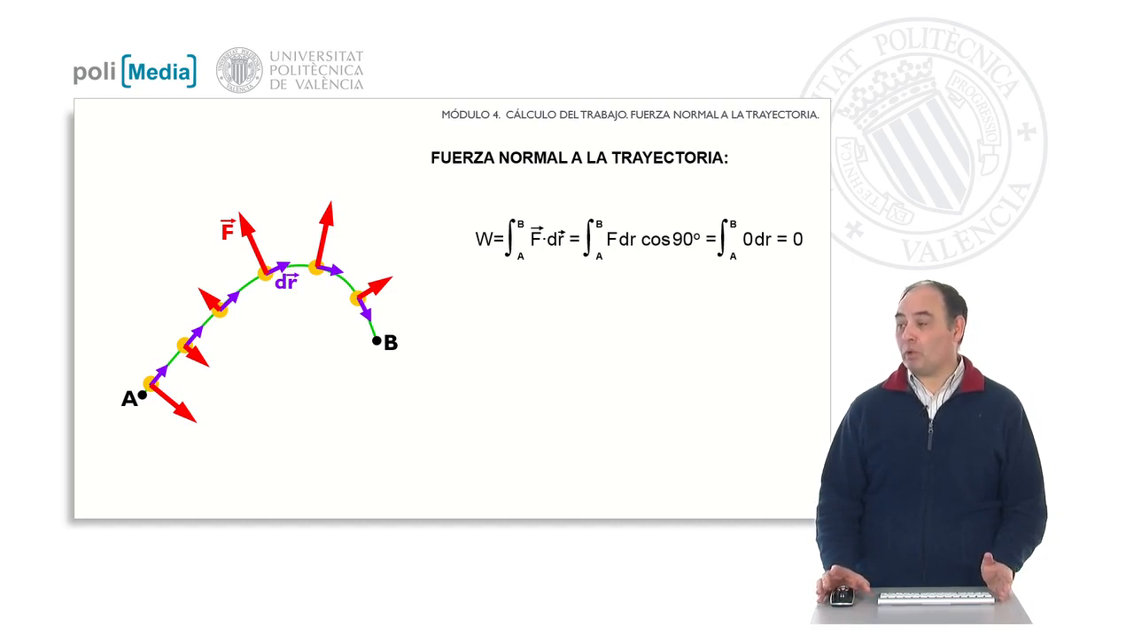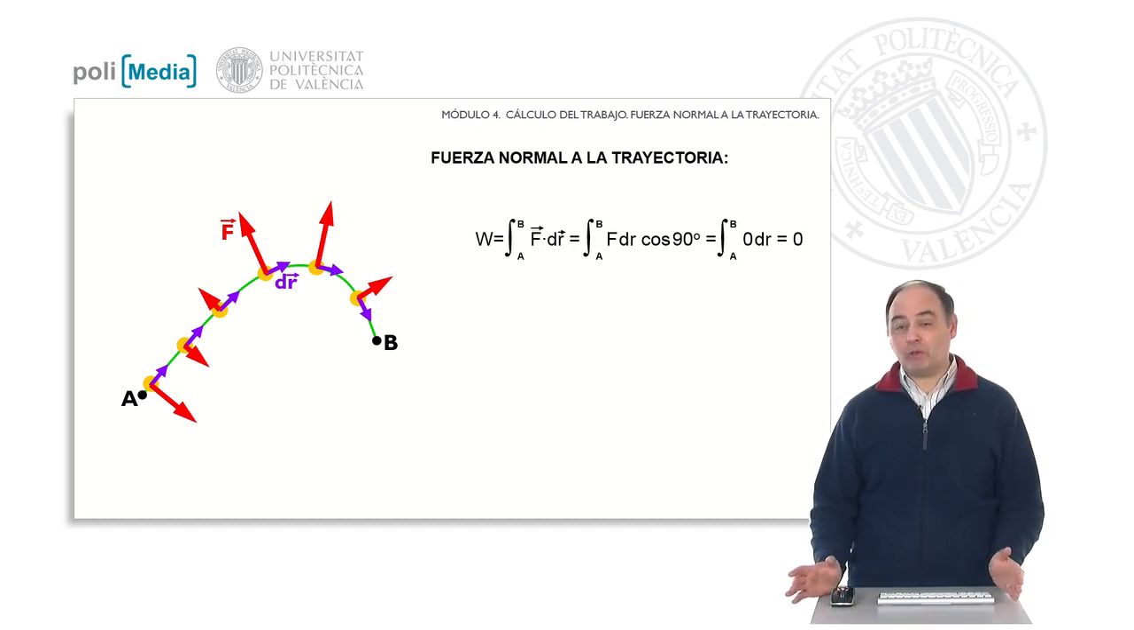Modulus of the first vector times modulus of the second times cosine of an angle that is continuously 90 degrees, and as the cosine of 90 degrees is 0, I will make an integral of zeros in any case, therefore the work will be 0. In short, the work of a force normal to the path is always 0, which should be obvious since it neither helps nor hinders that displacement.